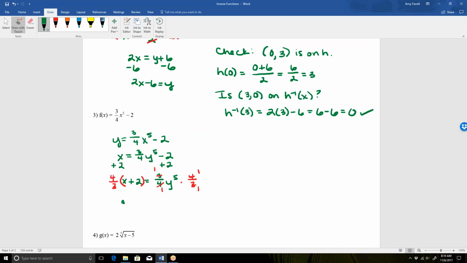I guess I won't distribute. I'll just leave it as 4/3 times the quantity x plus 2. And this equals y to the 5th. Okay, now to solve for y, now we've got y to the 5th isolated, but we want to know what does y equal. We're going to take the 5th root of both sides of this equation.